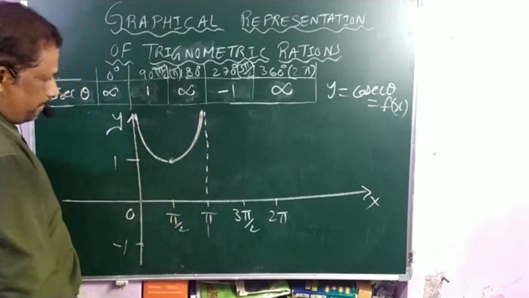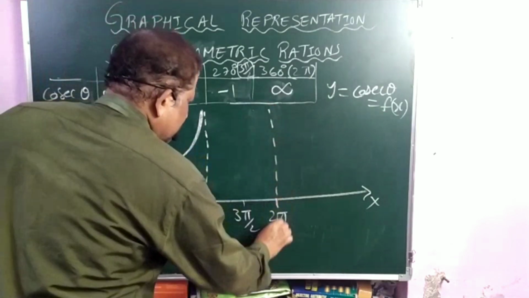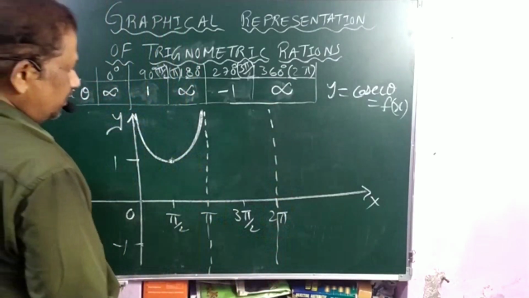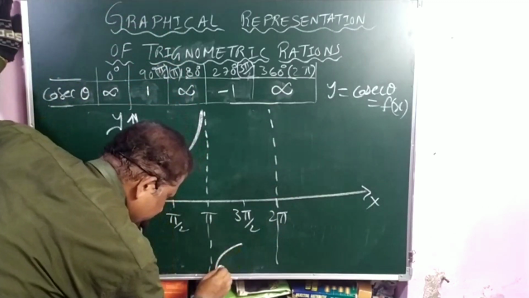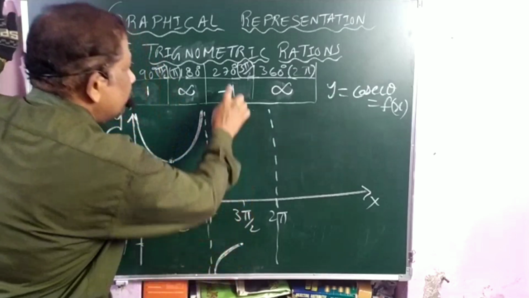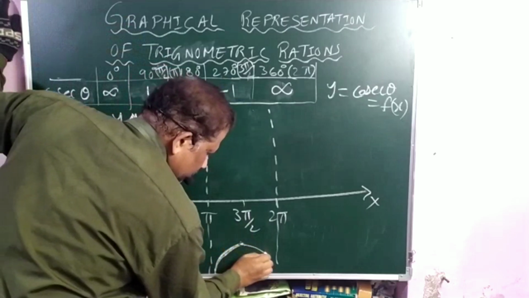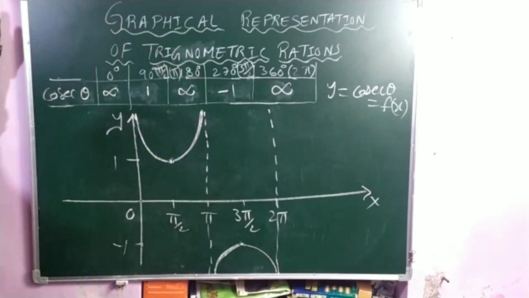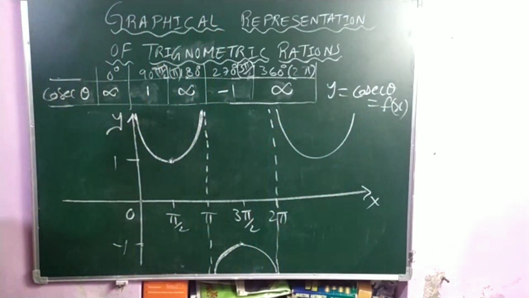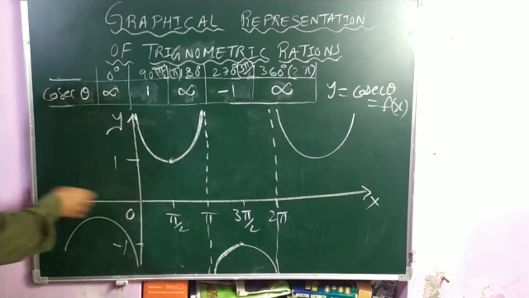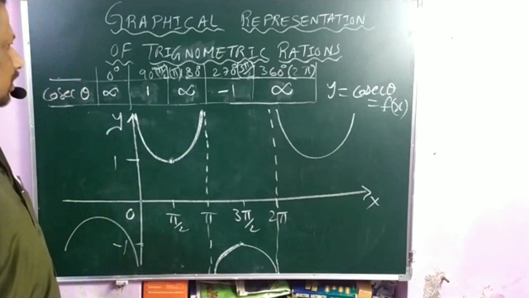Okay. Next step, cosecant 180 degrees infinity, we have minus 1. This is infinity, 180 degrees. For 270 degrees, it is minus 1. And again it goes to infinity. Like this it goes. Here also it comes like this. Okay? If you extend the angle this side onwards, this is the graph of the cosecant.